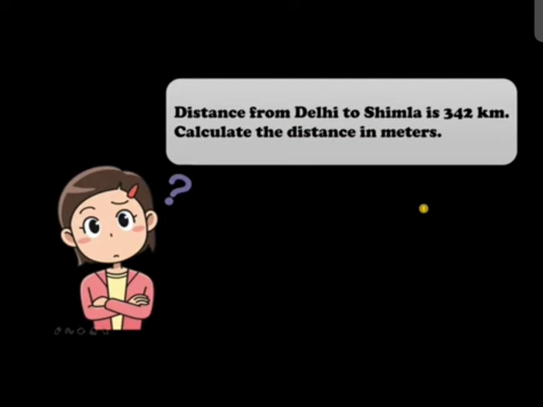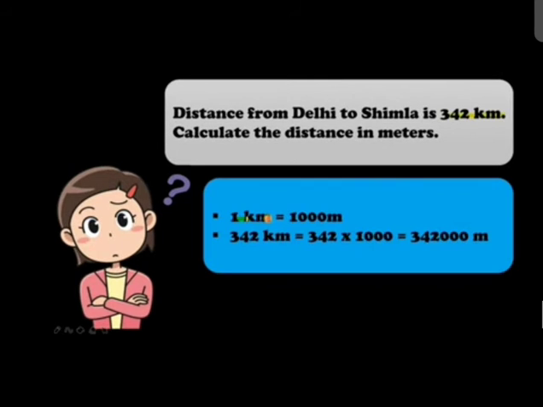Now our next question is, distance from Delhi to Shimla is 342 kilometer. Calculate the distance in meters. So what we have to do here, we all know that 1 kilometer is equals to 1000 meter, or 1000 meter is equals to 1 kilometer, and we have to calculate the distance of 342 kilometers in meters.